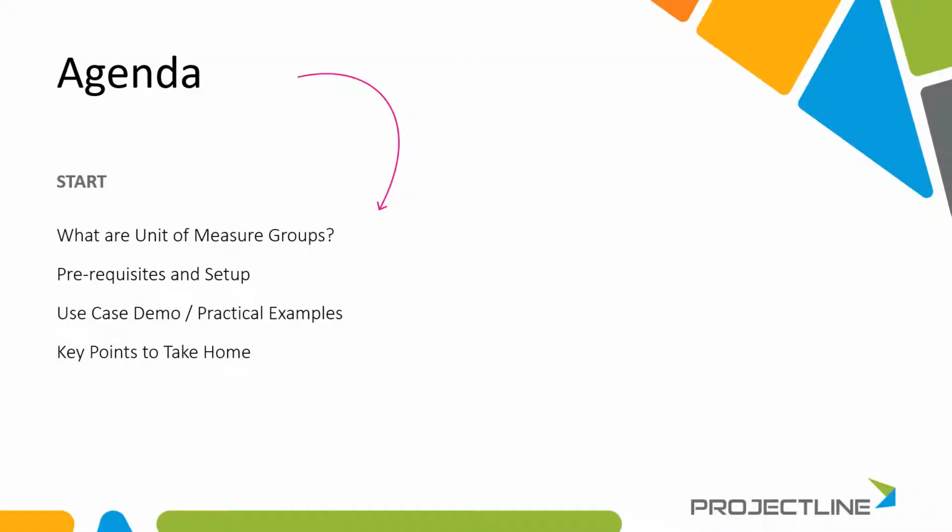So the agenda today really is to define what unit of measure groups are. A lot of people have been asking about this, so we thought this would be a great topic for this month. I'll also go through the prerequisites and the setup. It's going to be very quick. It's very easy to set up. Then we'll walk you through some very practical examples of how to use unit of measure groups. And then we'll quickly wrap things up with a summary and some Q&A at the end of the day.